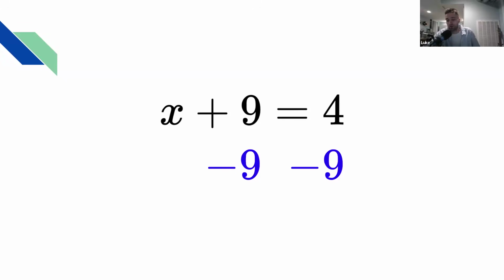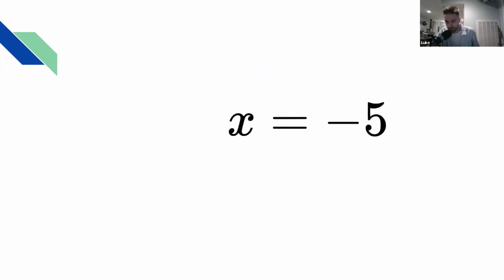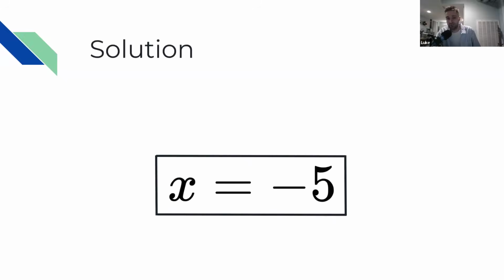So I'm subtracting 9 from both sides of the equation here to isolate x. So x in this example equals negative 5. My solution is negative 5.